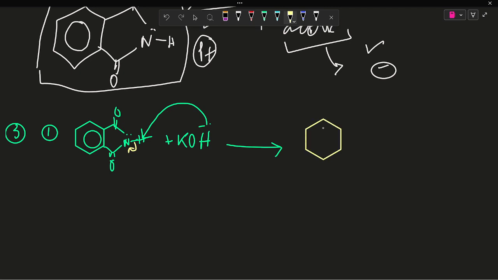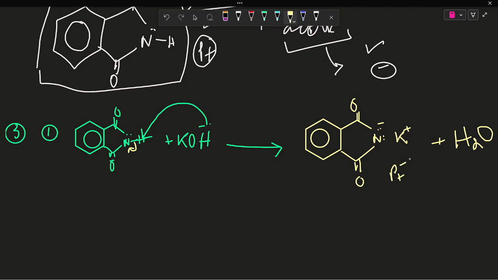Here you need to note the first product of the first step of the reaction. This is it: two lone pairs on nitrogen, a negative charge, and this. So potassium, K positive, comes to neutralize the charge, present in the form of an ionic bond, and what we get is H2O. This is the first step of the reaction, and the product of the first step is the phthalimide ion, PT negative. This is what we have got.